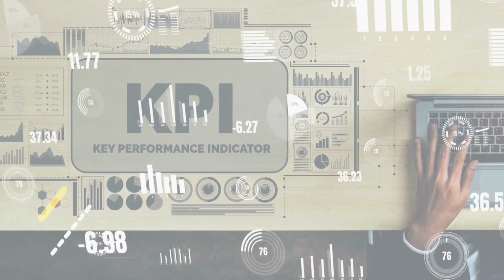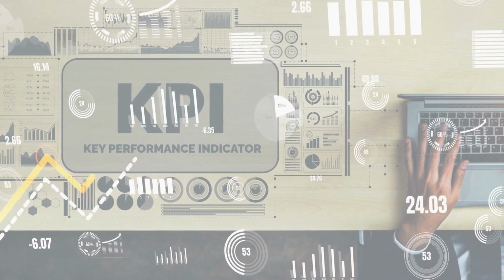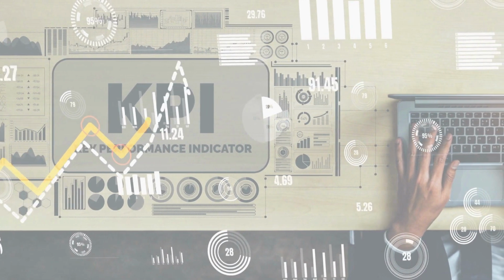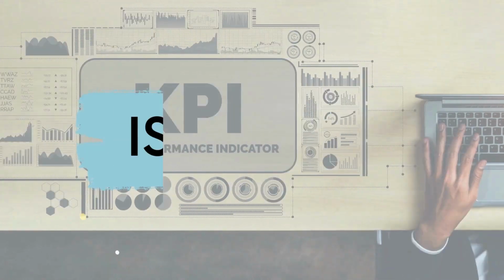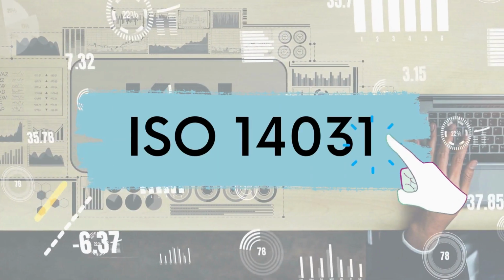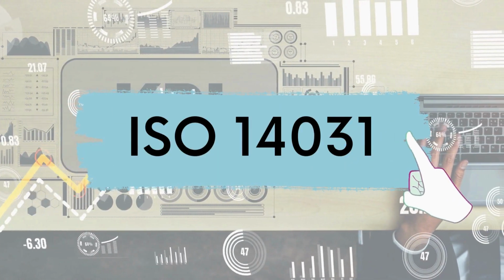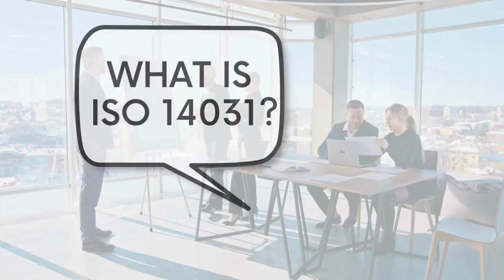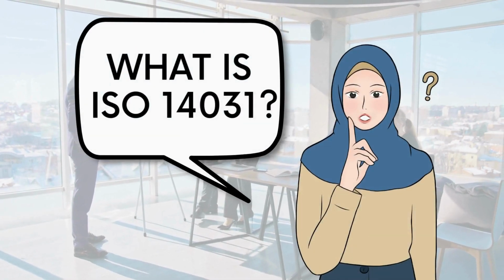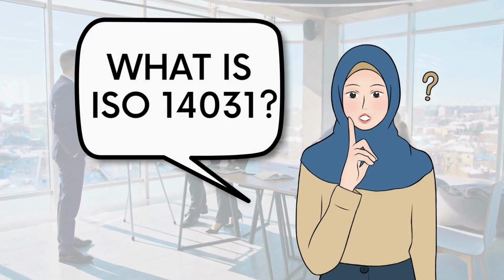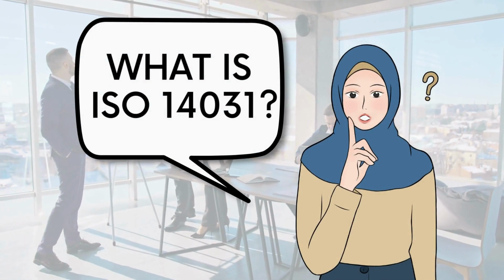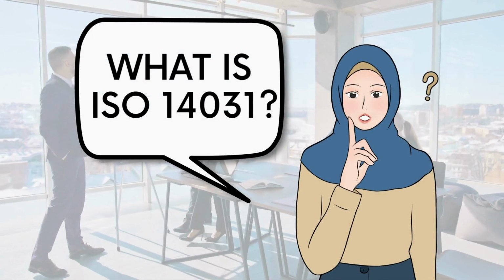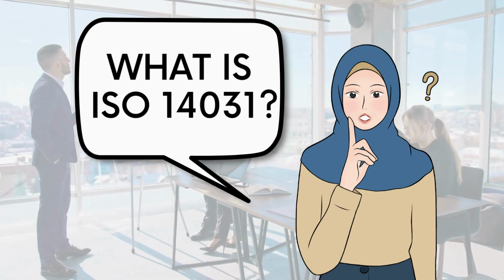So, to achieve the goal of environmental performance evaluation, we need a tool to help us do the measurement. The tool is known as ISO 14031. ISO 14031 is the international standard that provides guidelines on the design and use of environmental performance evaluation within an organization.